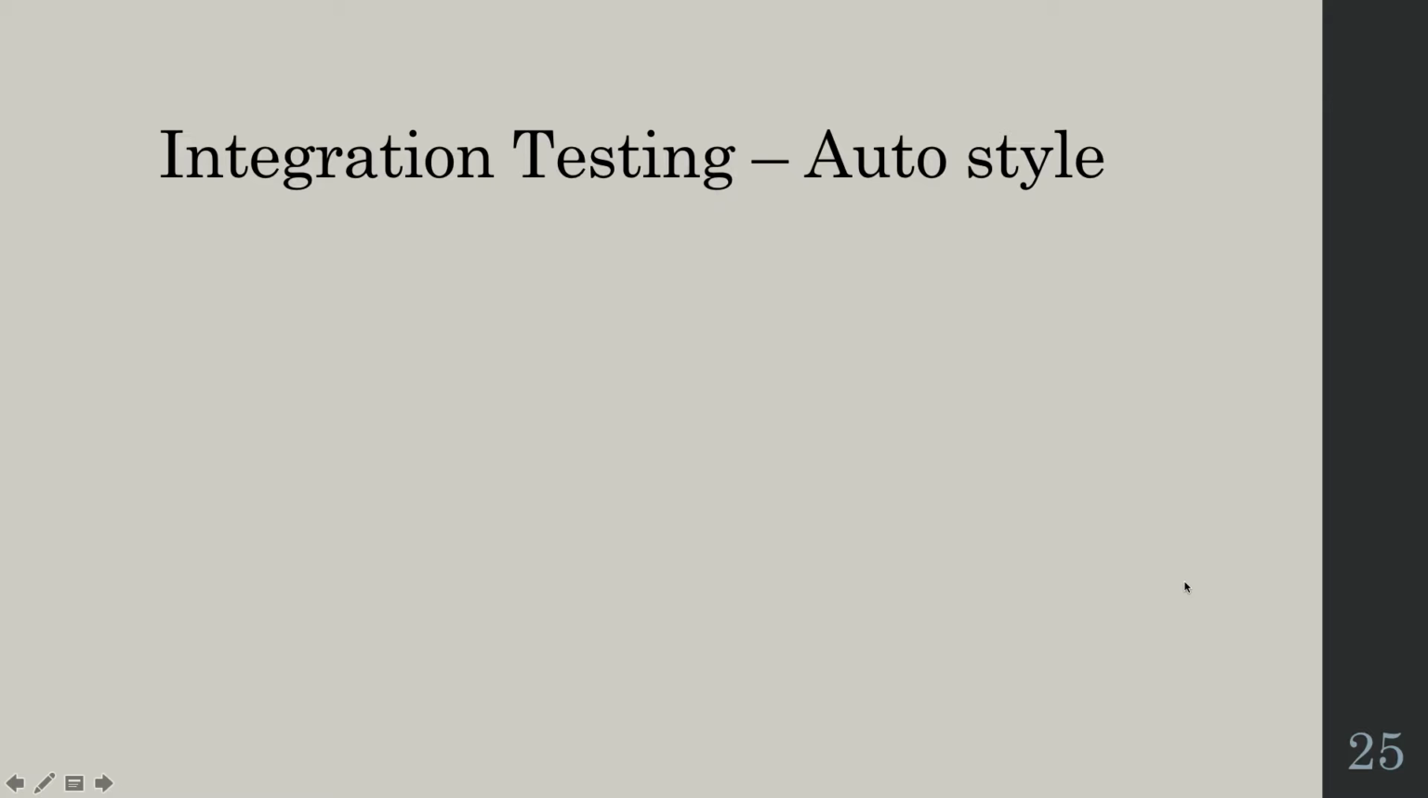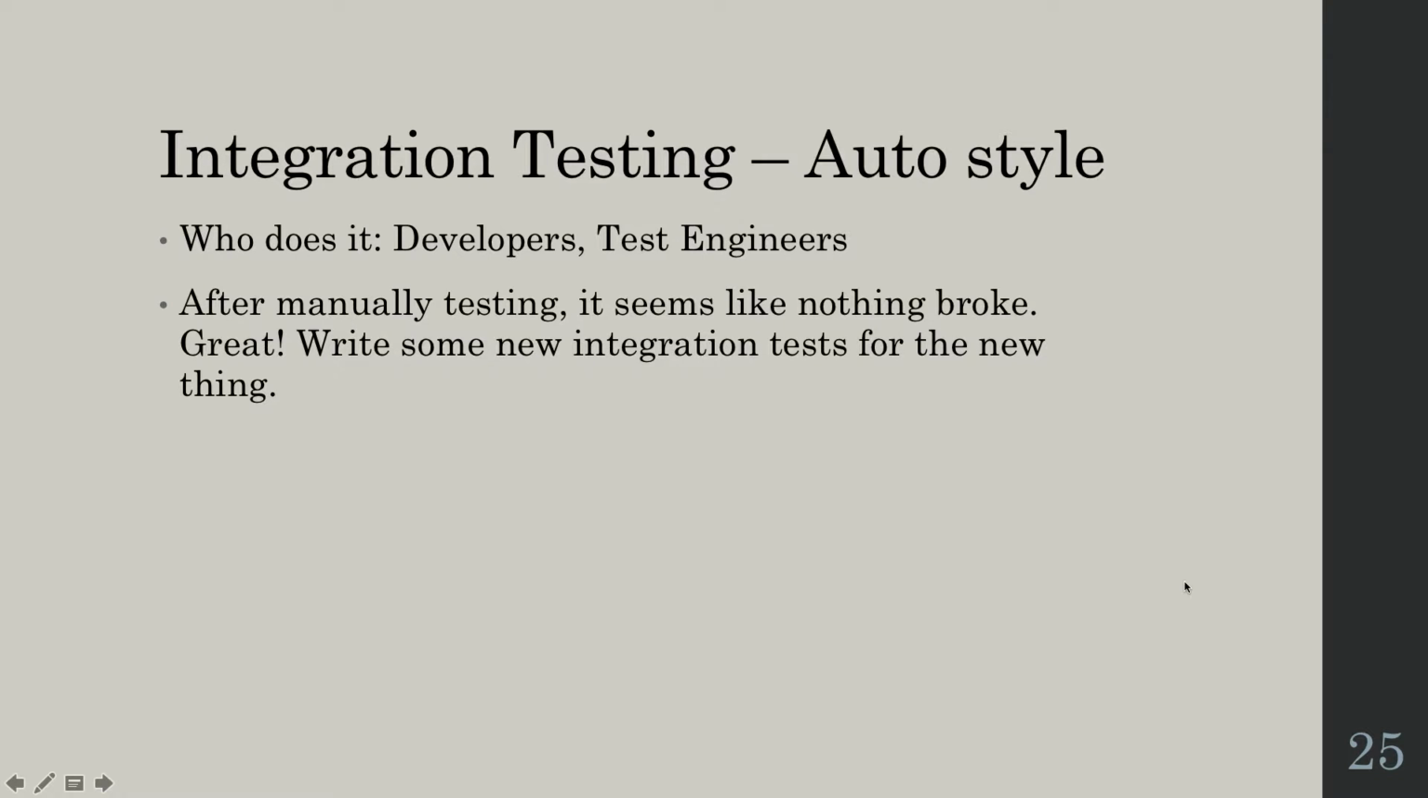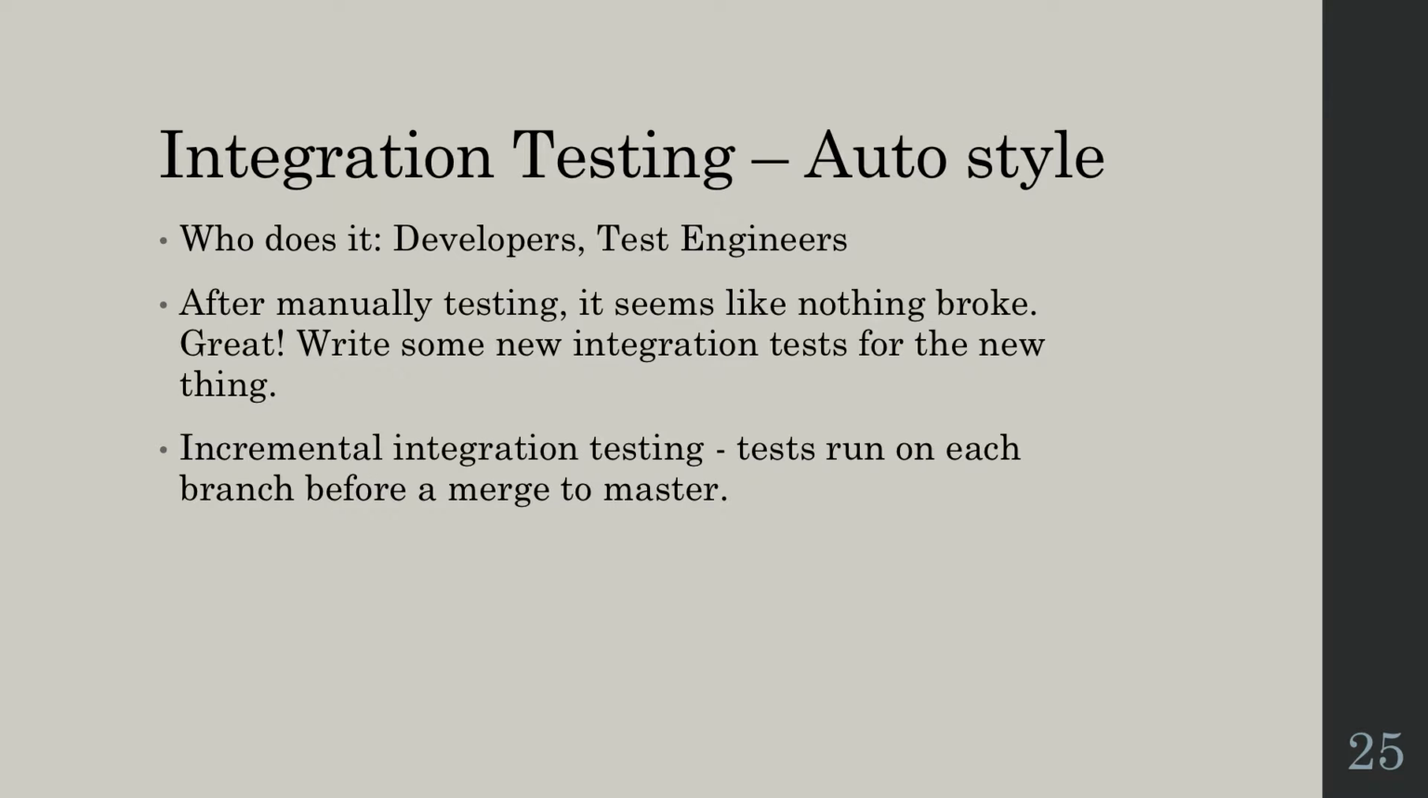So, automated integration testing. Who does it? Developers or test engineers. After manual testing, if it seems like nothing broke, yay! Then you write some new integration tests for the new thing. For this one, there's going to be a lot of overlap with regression testing, so I'll get to how I break those down later. But for the short term, you're trying to make sure your new stuff didn't break your old stuff. And there's also something called incremental integration testing, which is tests run on each branch before a merge to master.